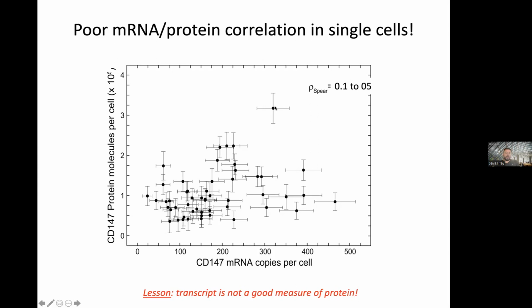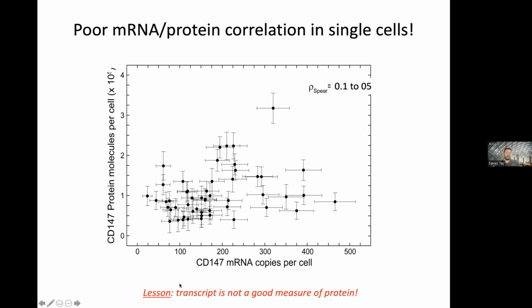So these data points here are all coming from one cell. We are measuring CD147 mRNA copy on the x-axis, and CD147 protein copy on the y-axis. This is 10 to the 5th. As you can see, if you look at the full data set, the correlation between the two molecules is actually fairly poor. So the lesson we learned from this is that transcript counts, mRNA counts, are not a good measure for protein counts in the same cell.